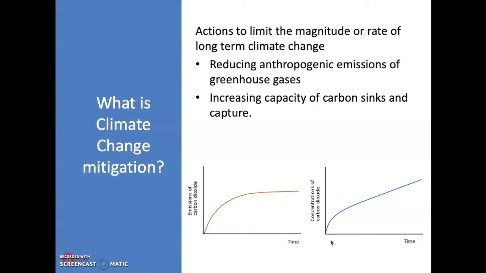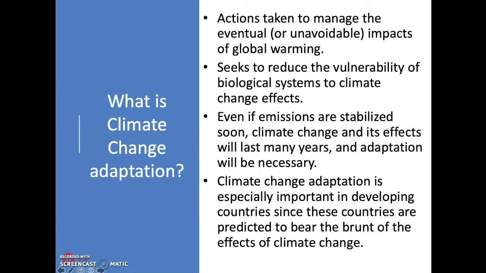So what we really need is emissions of carbon dioxide to peak and then decline in order to stabilize the concentrations of carbon dioxide in the atmosphere. So then the next question is, what is climate change adaptation? These are actions taken to manage the eventual or unavoidable impacts of global warming.